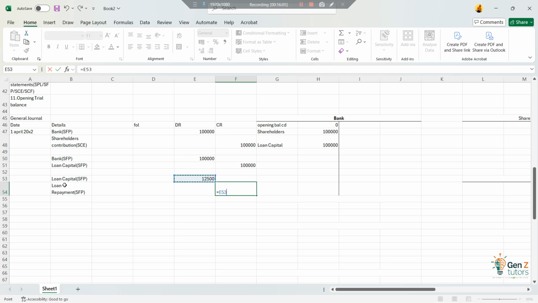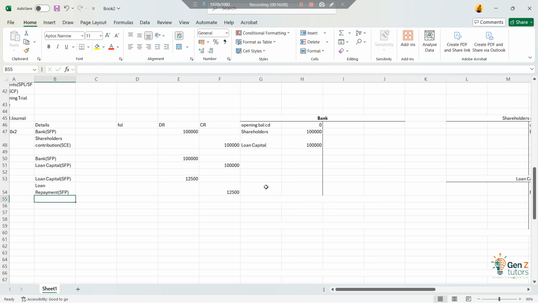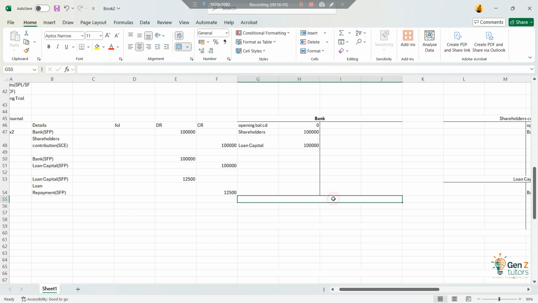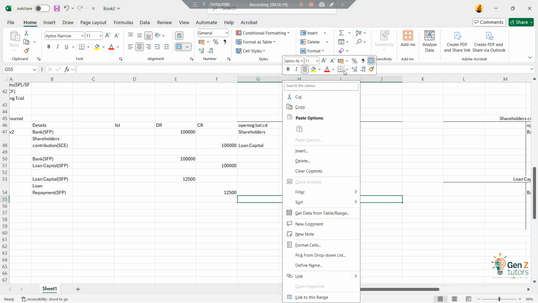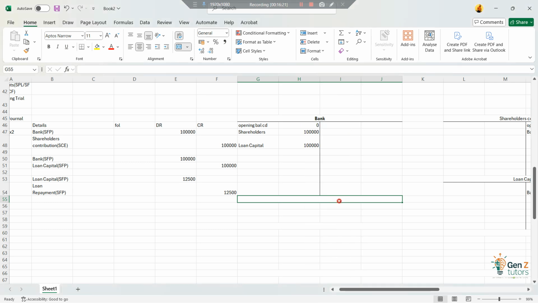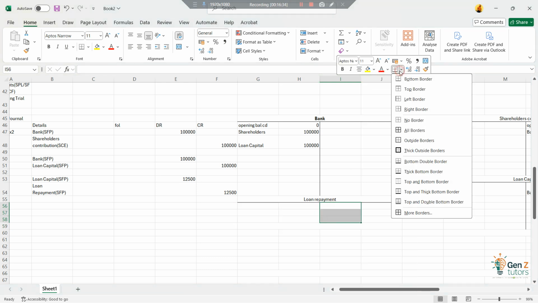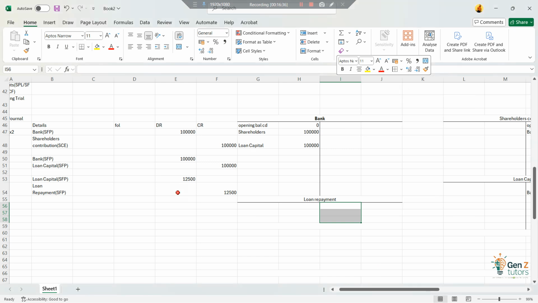But now we are just moving this. We are reducing the loan amount that we owe by 12,500. So we have loan capital and we're reducing it, and then we're recognizing our current liability, which is going to be what? Loan repayment, which is the portion of the loan that we are going to pay this year, right? Loan repayment, this is going to go into SFP. Then you cover that up.